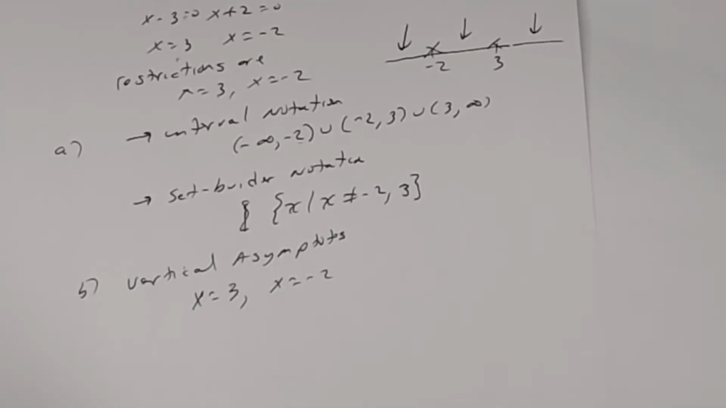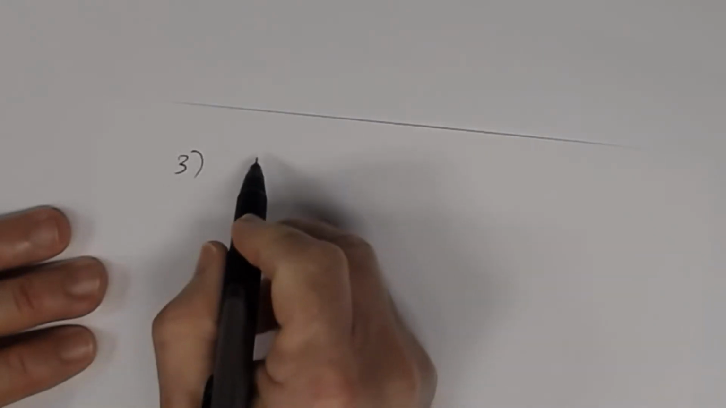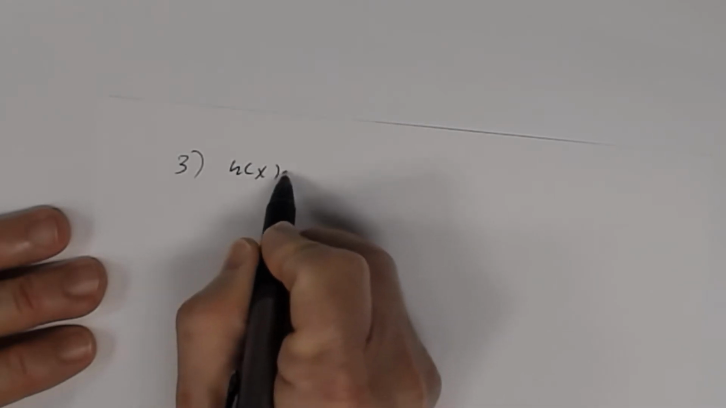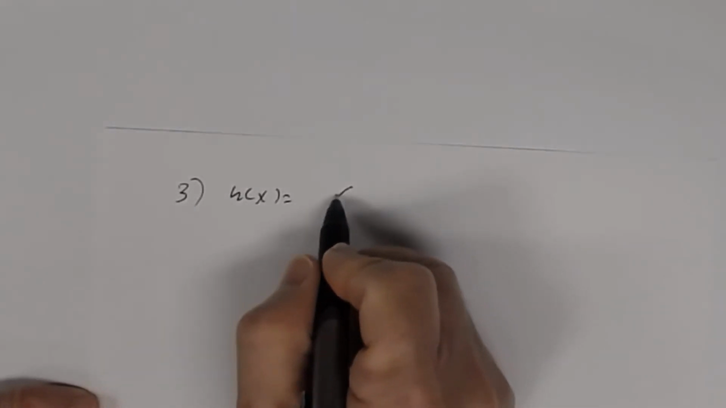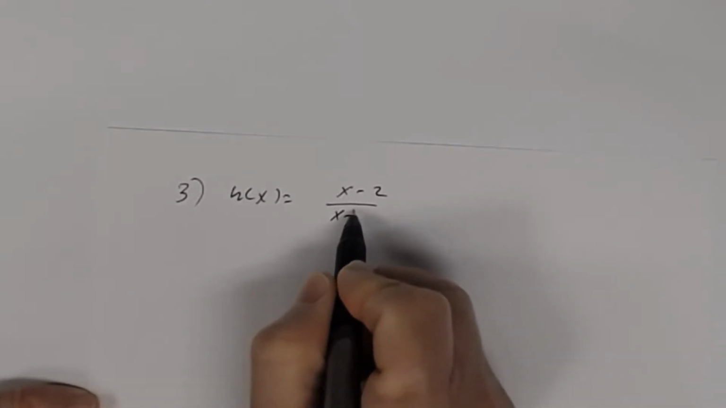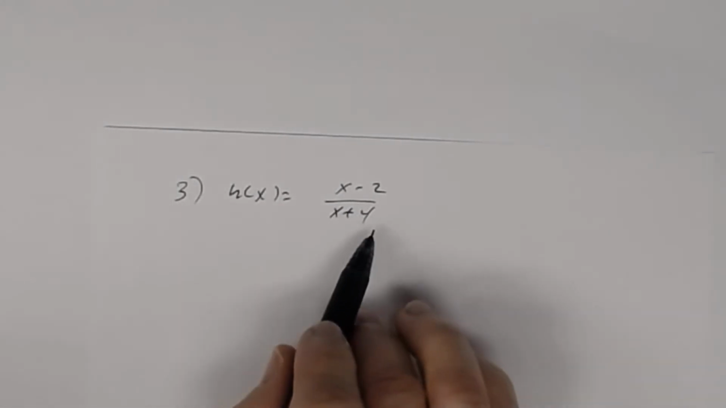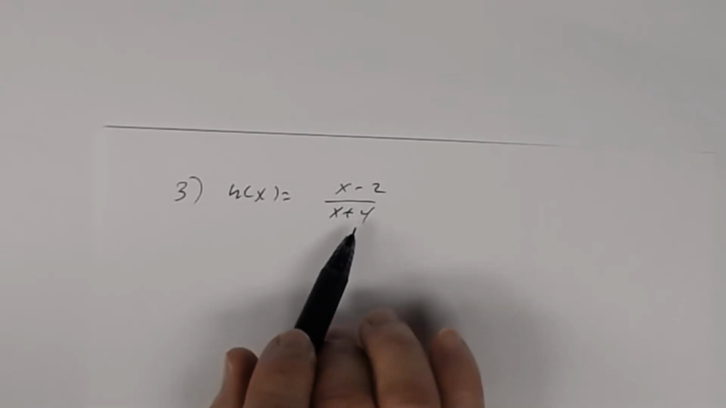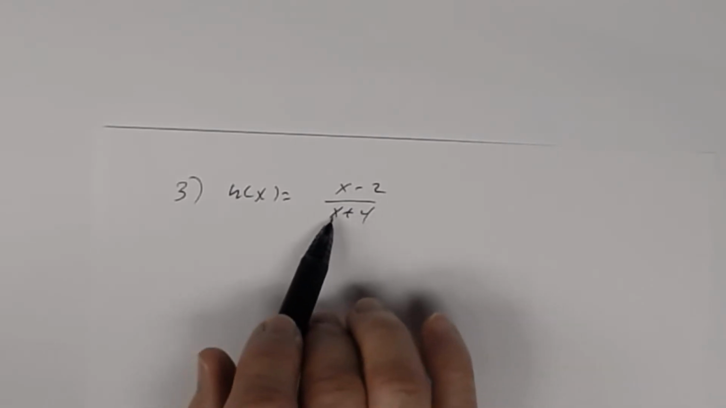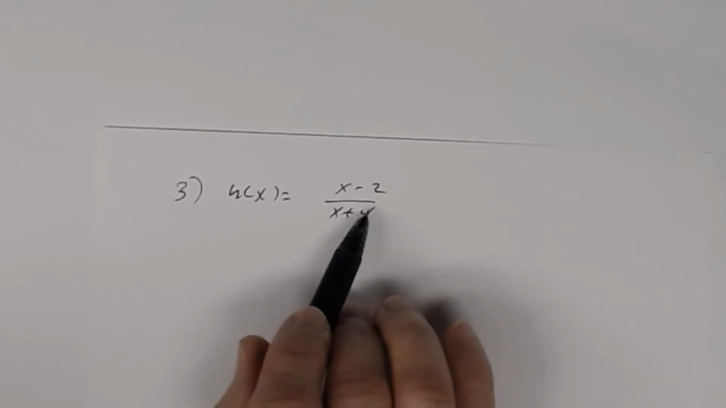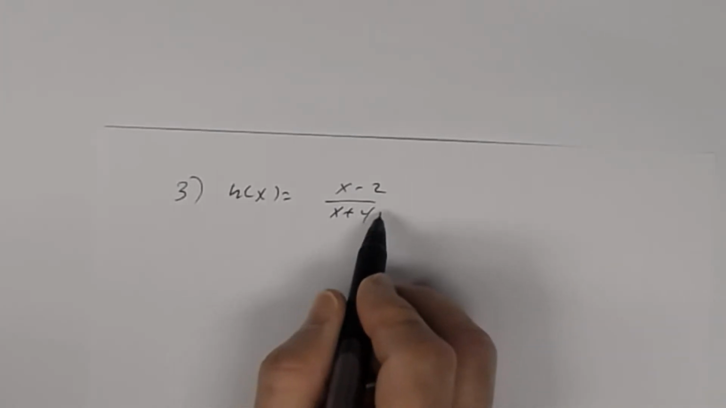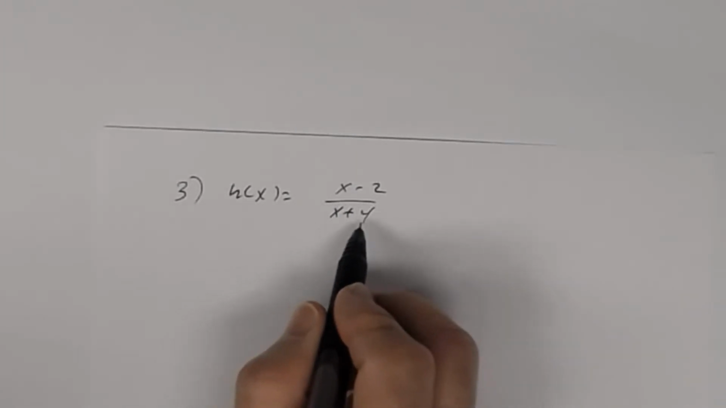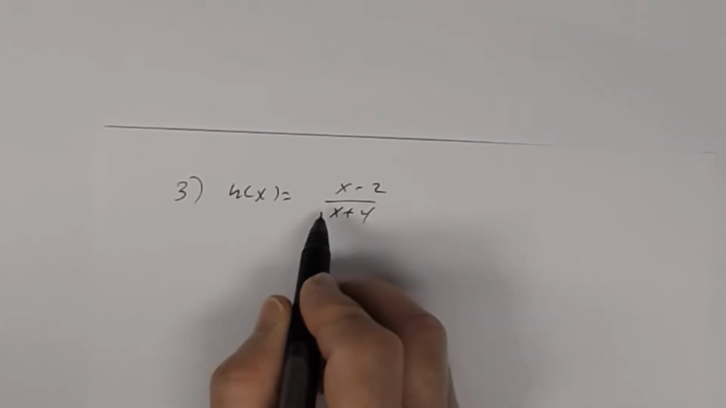Okay, let's look at number 3. All right, number 3, we have this function. We have h of x is equal to x minus 2 divided by x plus 4. All right, so that's a simple one because first of all, it's in factored form already. There's nothing to reduce, and there's only one factor in the denominator. So all I got to do is find out the zeros of this polynomial that's in the denominator.